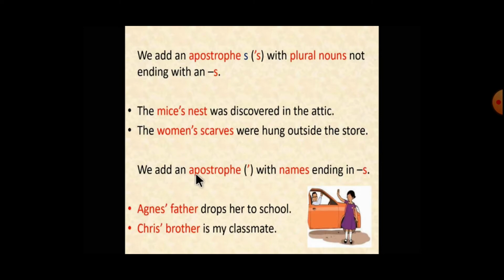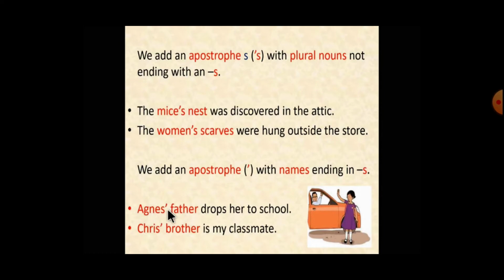Then we add an apostrophe with names ending in s. Here also we have a kind of rule. We add only the sign of apostrophe with names ending in s. जिसके भी नेम्स सिर्फ एस से ही खत्म होते हैं, तो उनके पीछे हम पॉजिटिव दिखाने के लिए हमें सिर्फ और सिर्फ एपोस्ट्रोफे लगाना है. Few examples are, Agnes' father drove her to school. So here Agnes, we can say the name of a girl, ending with s, so we will put just the sign of apostrophe here to show the possessive relation between that girl and the father.